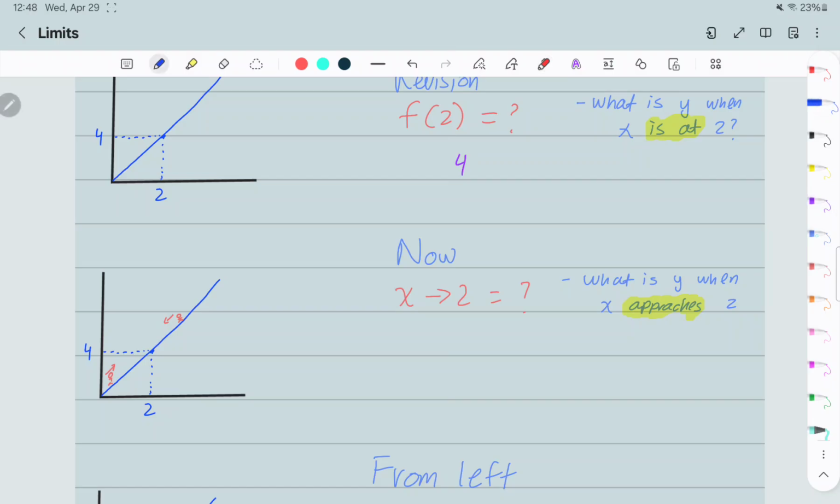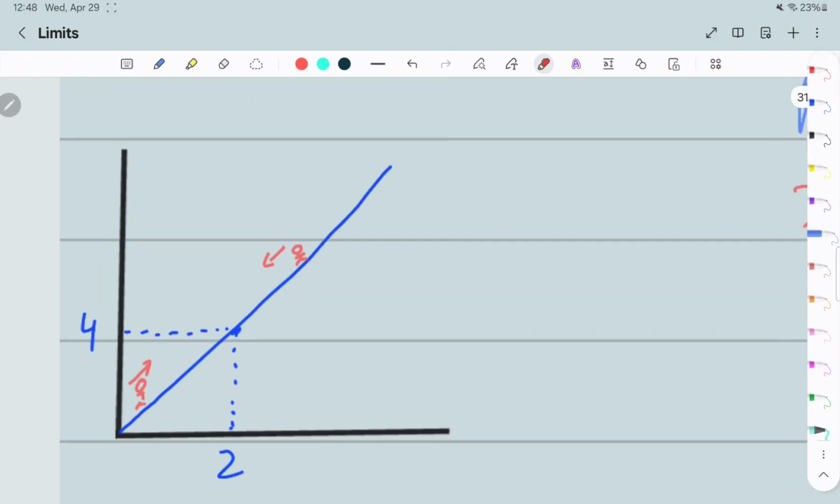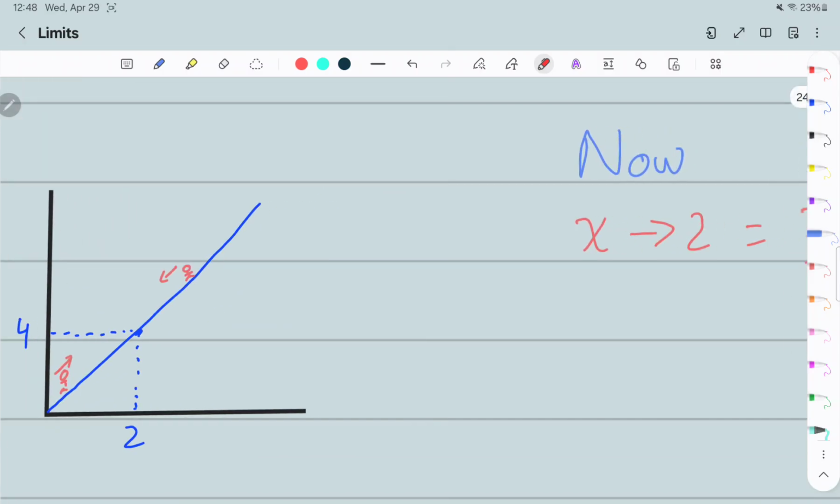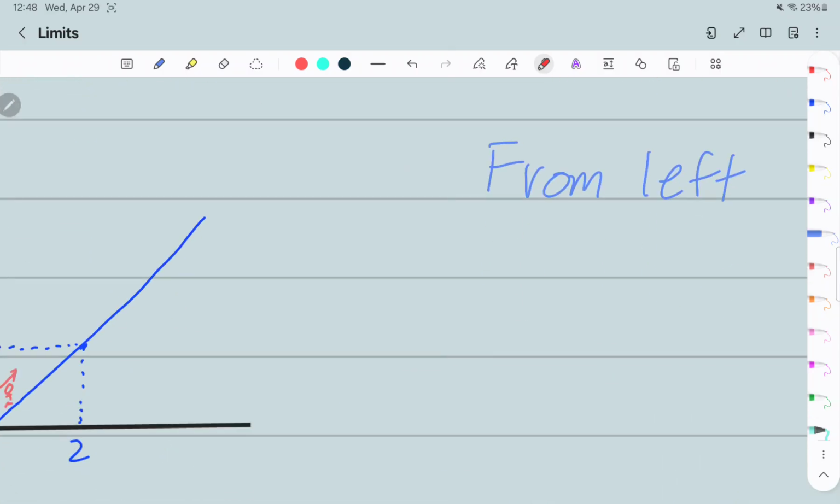One common question that should pop up in your head right now is, okay, you asked me to approach 2, but from which side? Technically I can go from left to right, or from right to left. So which side am I coming from? Well, that's why we have two kinds of limit, left hand and right hand.